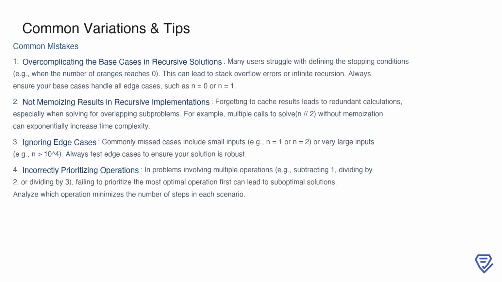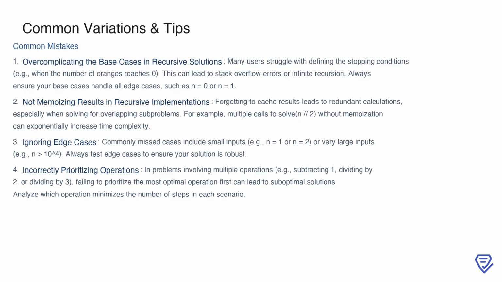When tackling this problem, there are a few common mistakes you should watch out for. First, overcomplicating the base cases in a recursive solution is a frequent pitfall. It's vital to clearly define when the recursion should stop, for example, when the number of oranges is 0 or 1. Failing to handle these base cases properly can lead to infinite recursion or Stack Overflow errors.